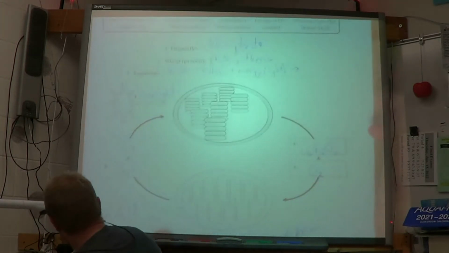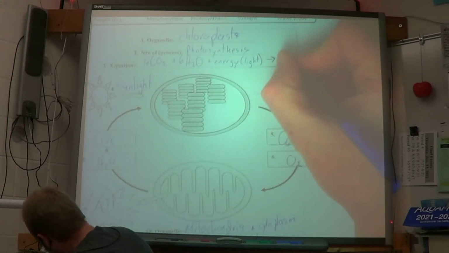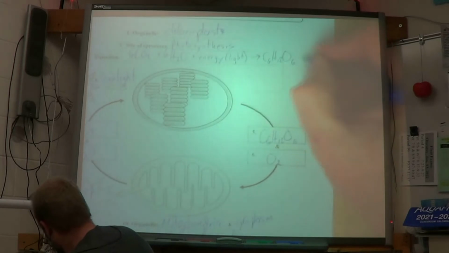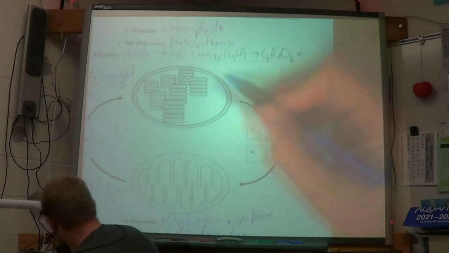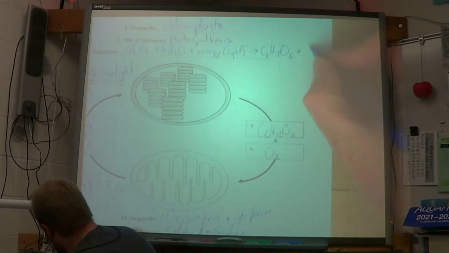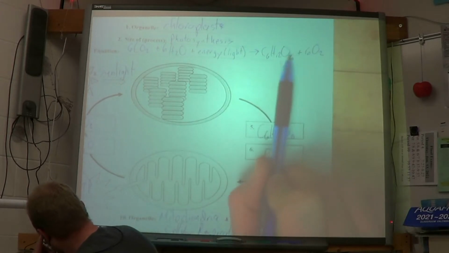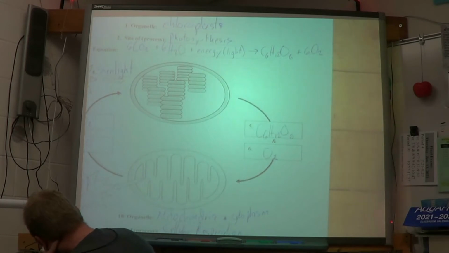Arrow gives us what comes out of photosynthesis. C6H12O6, good, which is known as glucose, and what else comes out of photosynthesis? And how many of those? 6 O2s. There's also 6 of those. So everything has a 6 in front of it except for the C6H12O6. There's already a 6. That's our balanced chemical reaction.